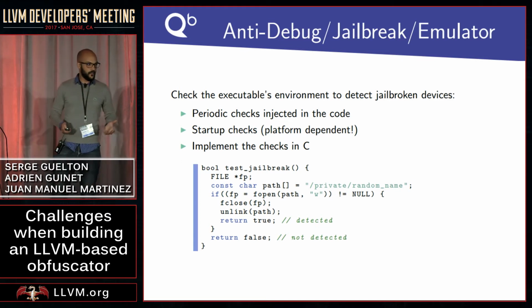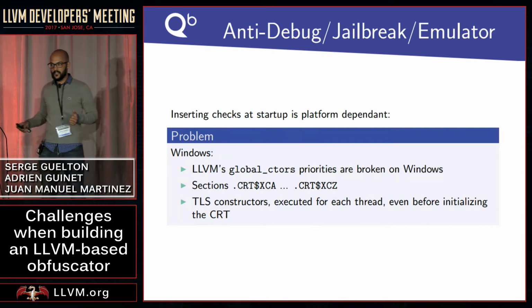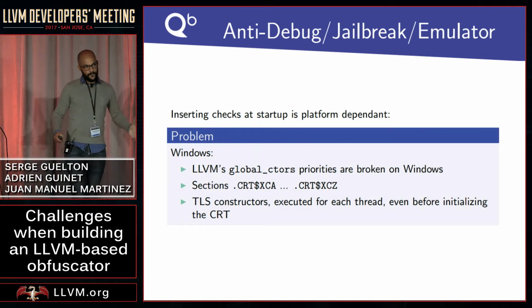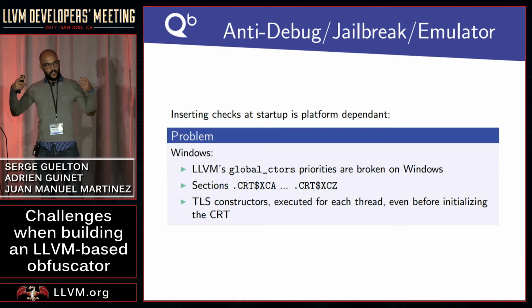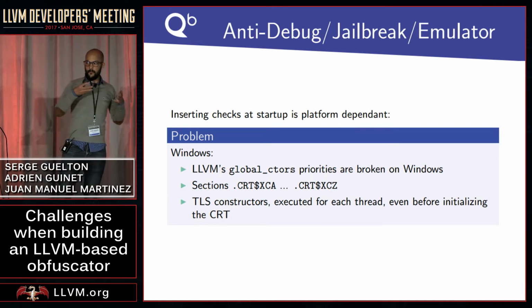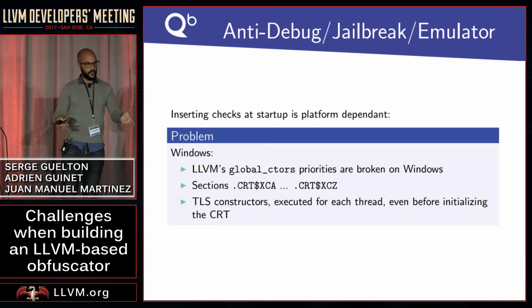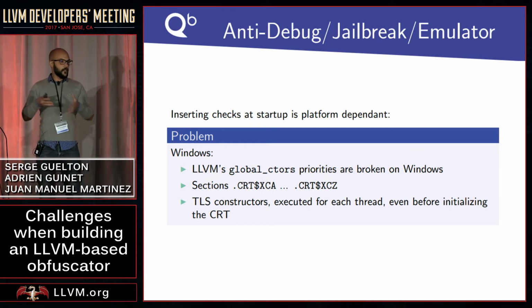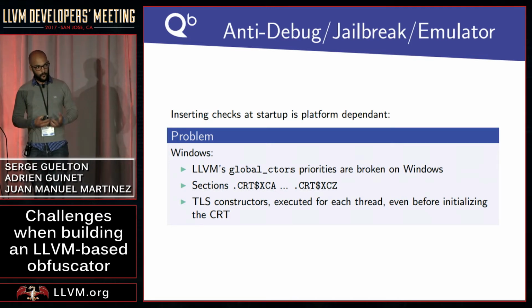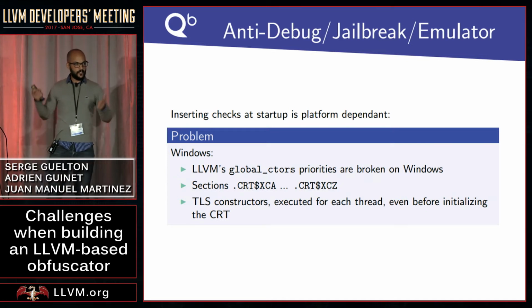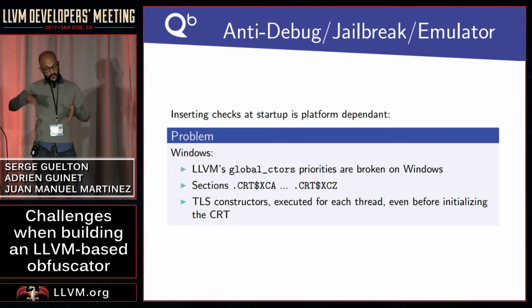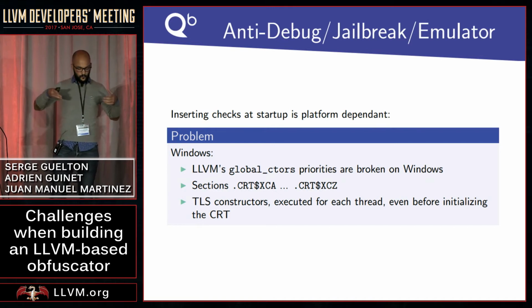The first problem that we encounter when doing this is that the startup checks are not really platform independent. So the LLVM provides a global variable called global constructors. This is a list of a function and a priority that will be executed before everything else. However, on Windows, the priorities are broken. They are completely ignored. So we have a patch that fixes this and inserts, according to the priority, the functions from the XCA to the XCU section of the PE executable.